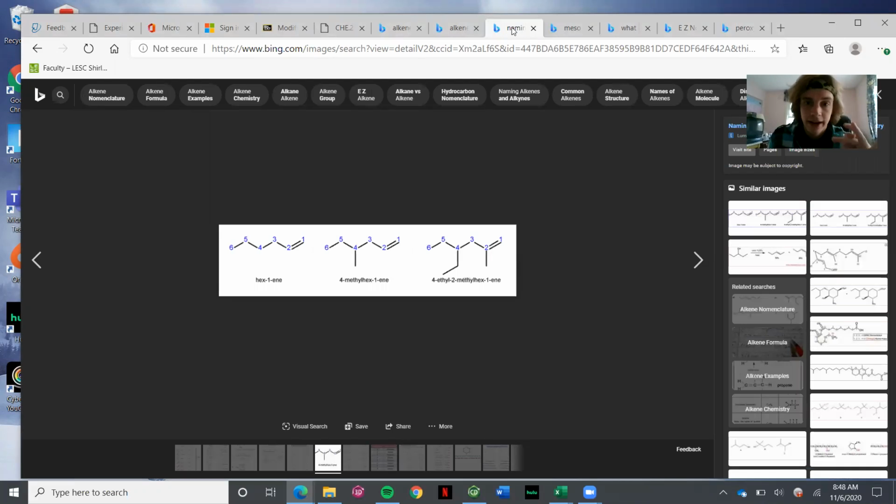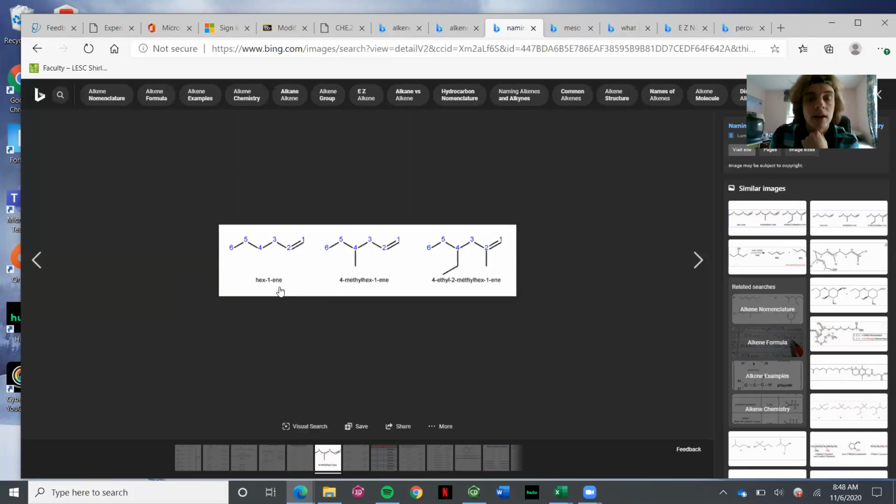So what else do we got here? Naming. So here are some more examples of naming. You're going to start from the side with the alkene. Here's just a basic example. So here we have hexane otherwise, but we have a double bond and it's closer to the right side. So we start naming on the right side, hex-1-ene. I guess hex-1-ene is a little more detailed. I would just go with that, hex-1-ene.